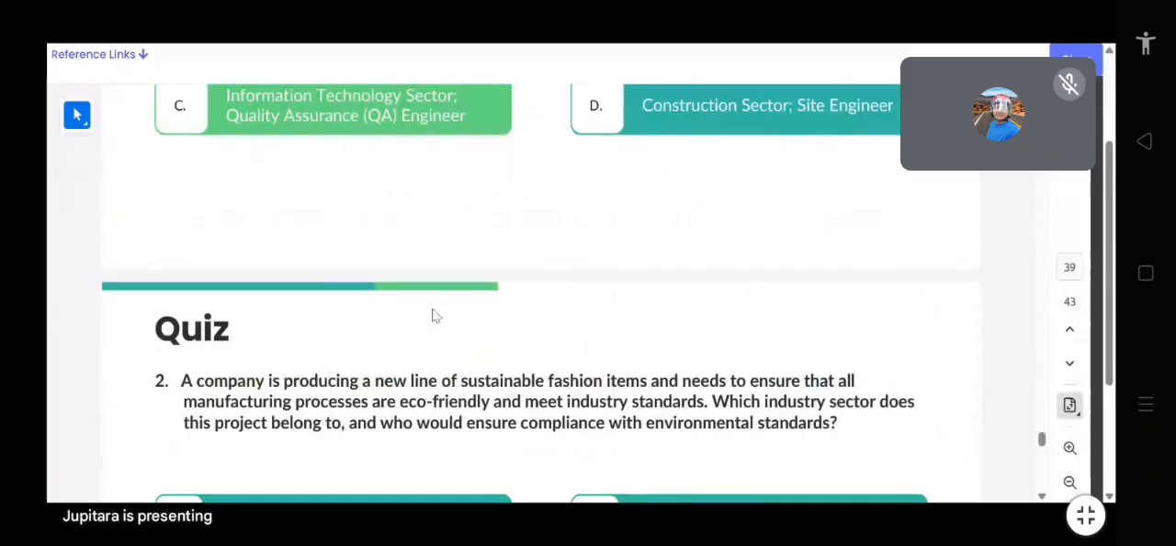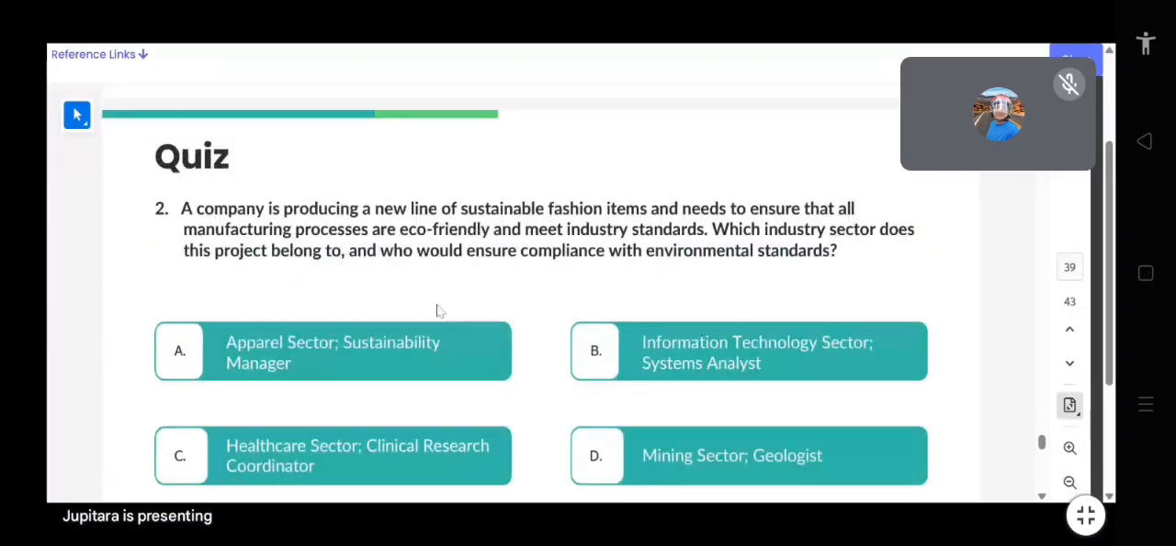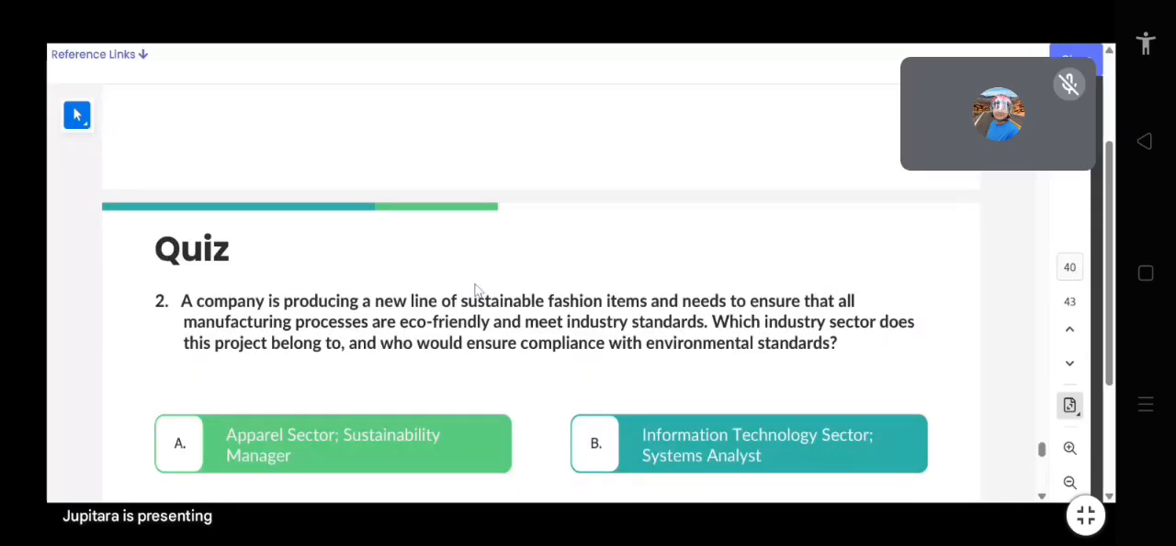A company is producing a new line of sustainable fashion items and needs to ensure that all manufacturing processes are eco friendly and meet industry standards. Which industry sector does this project belong to, and who would ensure compliance with environmental standards? Apparel sector. Option number A. Yes, good.